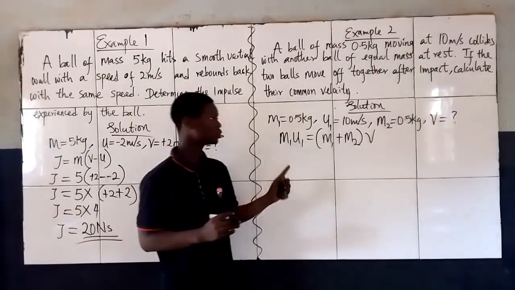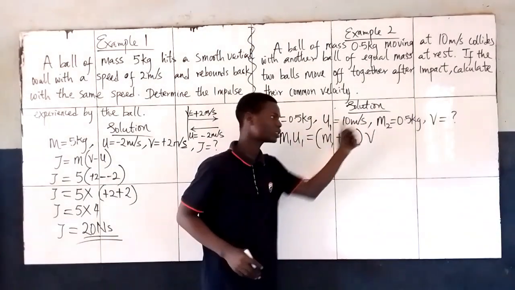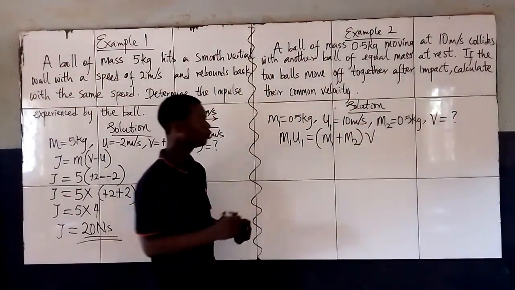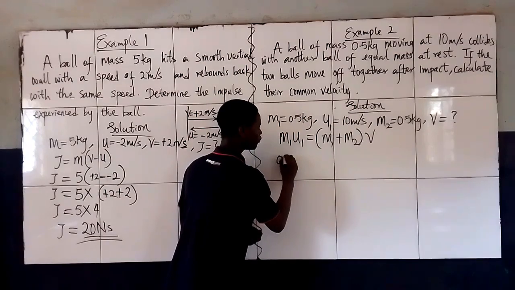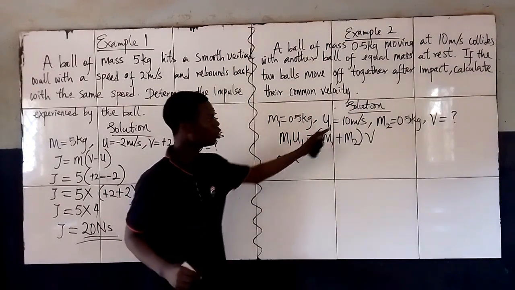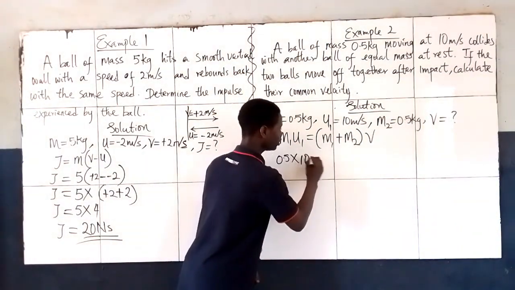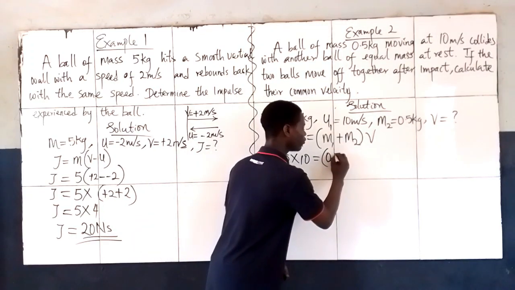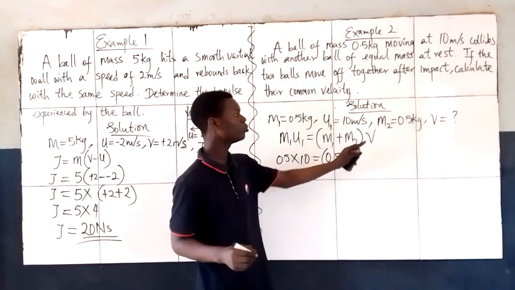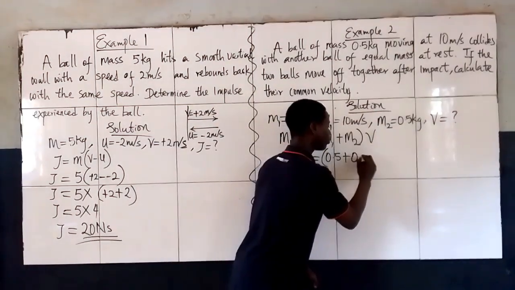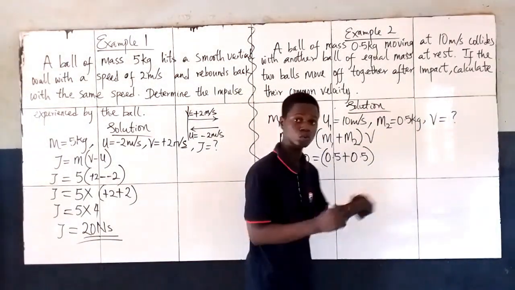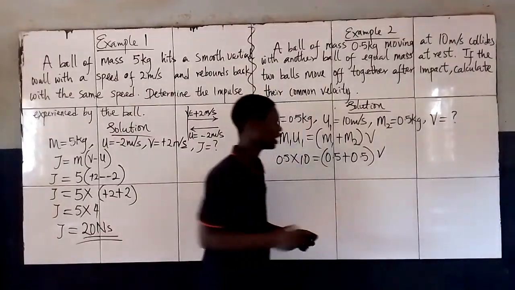So now you have these values. What next to do is to input all these values into this formula, and it's very easy. M1 will be replaced by 0.5, times U1 will be replaced by 10, equals bracket, M1 will be replaced by 0.5, added to M2 will be replaced by 0.5, close bracket. Do we have a value for V? Unknown, so we leave it as V.